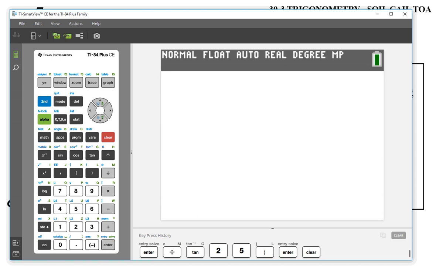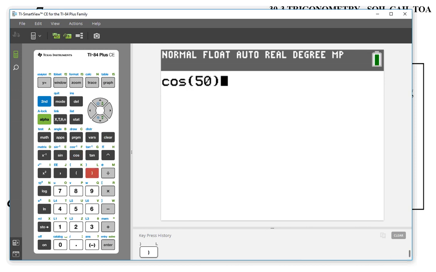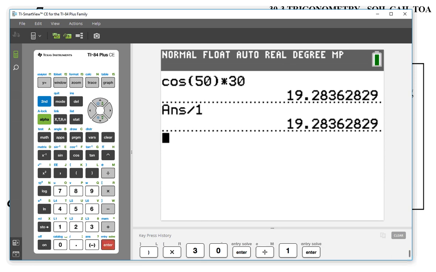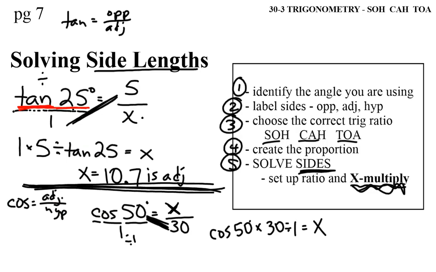Again, no second function. We're not finding an angle. Cosine of 50, close your bracket, and we want to multiply that by the length of 30. Cosine 50 times 30, it equals that. I divide by 1, which really doesn't do anything. So in this case, we get a length of 19.28, which rounds to 19.3. So x equals 19.3.